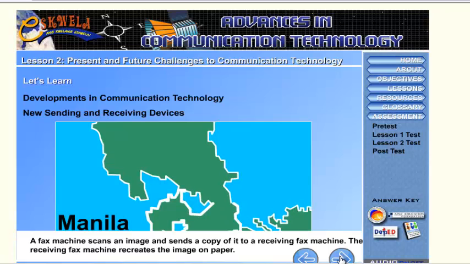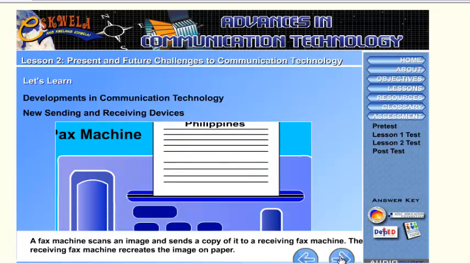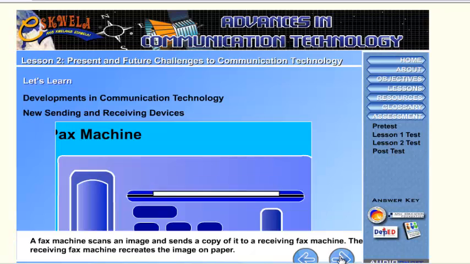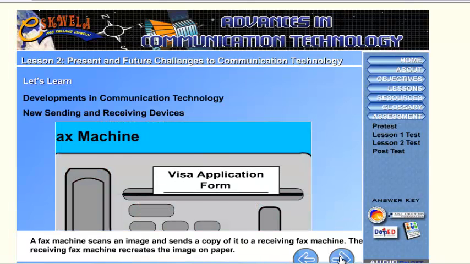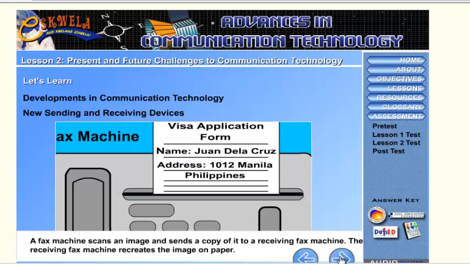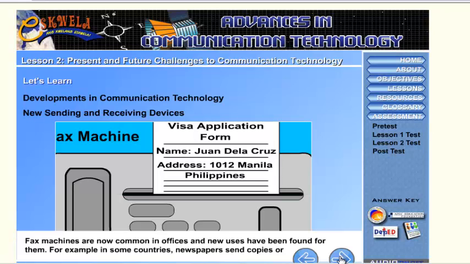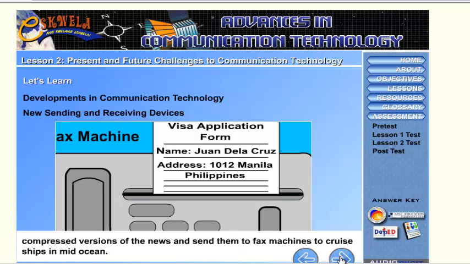A fax machine scans an image and sends a copy of it to a receiving fax machine. The receiving fax machine recreates the image on paper. Fax machines are now common in offices and new uses have been found for them. For example, in some countries, newspapers send copies or compressed versions of the news to fax machines on cruise ships in mid-ocean.